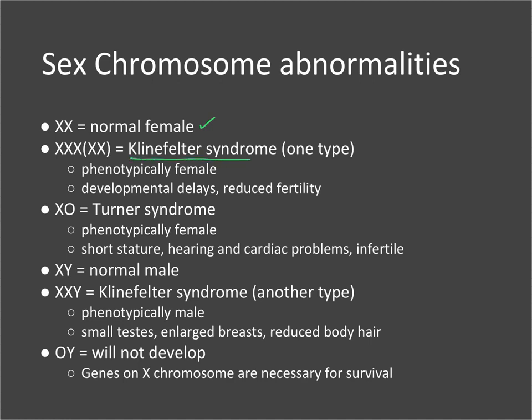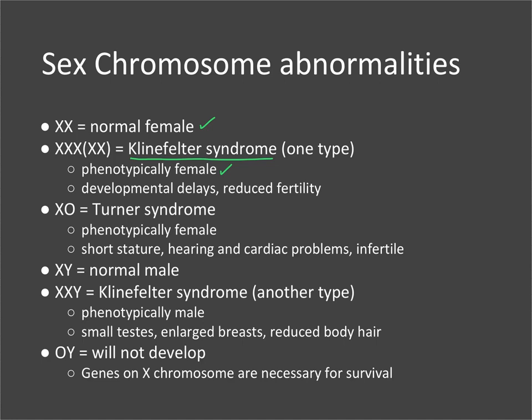And so in Klinefelter syndrome, the individual is still going to develop phenotypically as female. So the individual is going to have female external genitalia and look female, but there would be some developmental delays and reduced fertility, because you can imagine with these extra X chromosomes, as that individual is making gametes, now her gametes are going to have extra X chromosomes, which can lead to problems when she goes to reproduce.